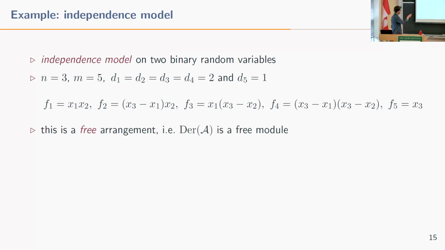Now, this is a free arrangement. And this means that the module of derivations, of A derivations, is a free module. So if you know hyperplane theory, then you know that this is a very interesting property for people studying hyperplane arrangements. And there is this Terao conjecture, which states that the freeness of an arrangement is a combinatorial property that can be read off from the matroid of the hyperplane arrangement entirely.